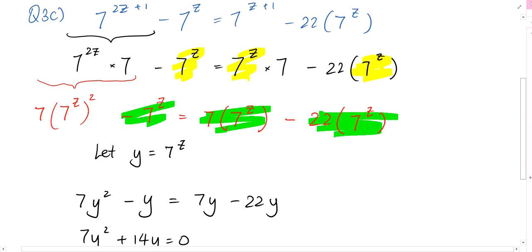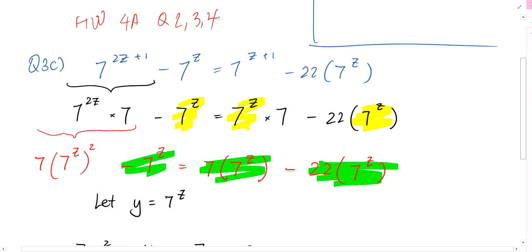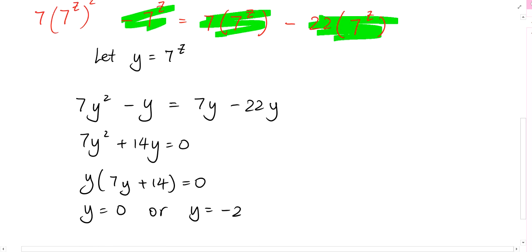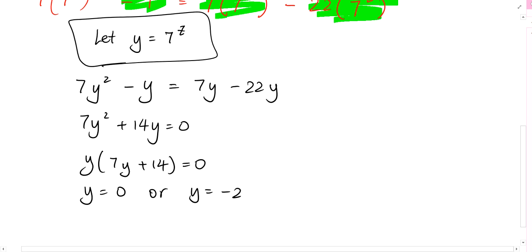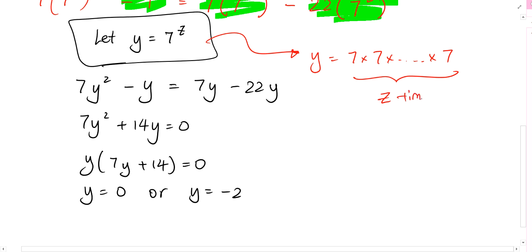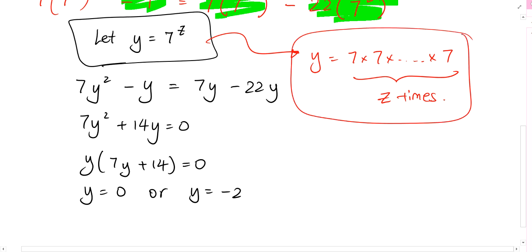Wait, no, I'm not done yet. We are supposed to find z. So earlier on we said y equals 7 to the power of z. So y being equal to 7 to the power of z tells us that y is equal to 7 times 7 times dot dot dot times 7, z times. Is it possible to have negative values of y when you look at this? Because we are all multiplying positive numbers. So this must be rejected.